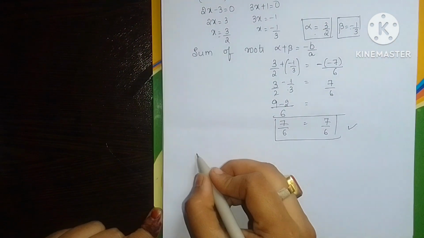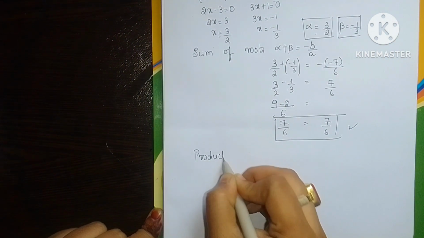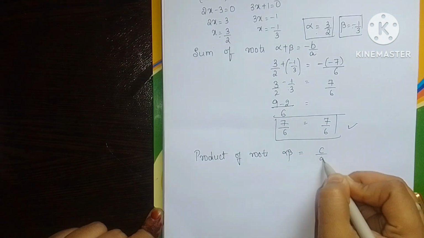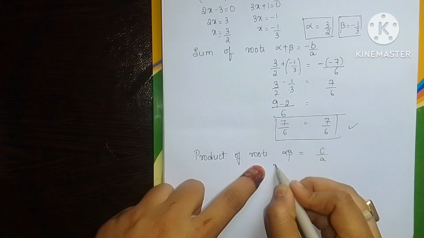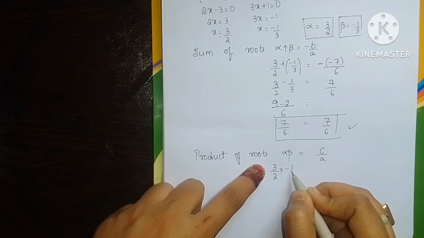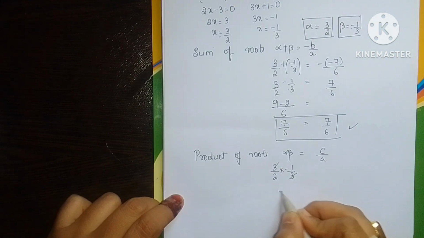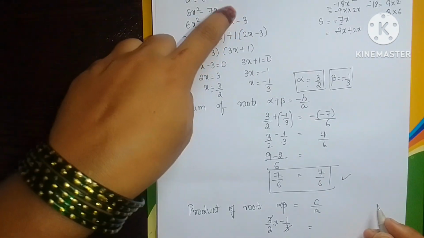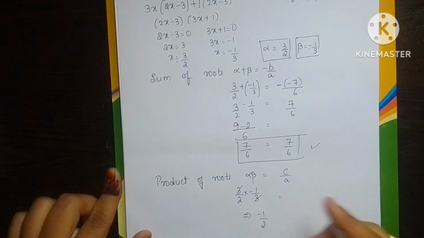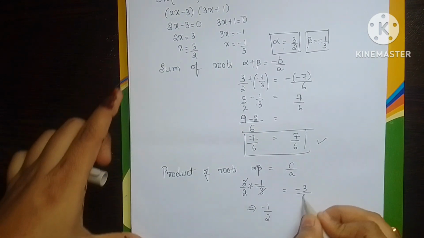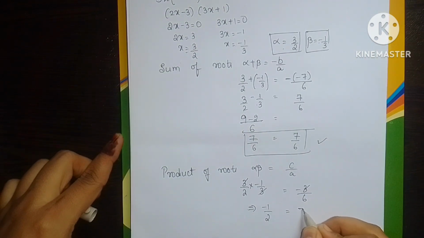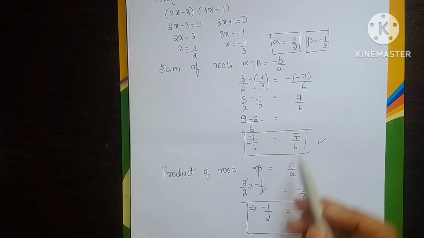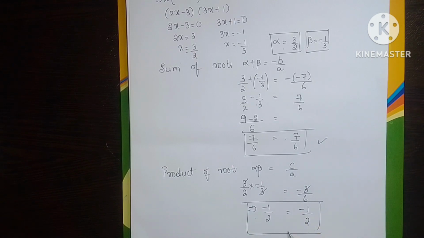Next, let us do the product of the roots. The formula is alpha beta is equal to c by a. Alpha beta is 3 by 2 into minus 1 by 3. The 3 cancels and the remaining is minus 1 by 2. Here c is minus 3, so minus 3 by a, which is 6. Minus 3 by 6 means minus 1 by 2. So LHS is equal to RHS. The sum of the roots is the same, and the product of the roots is also the same.